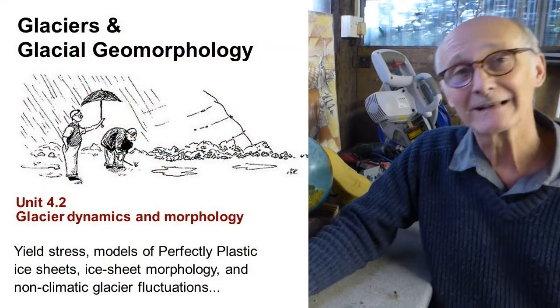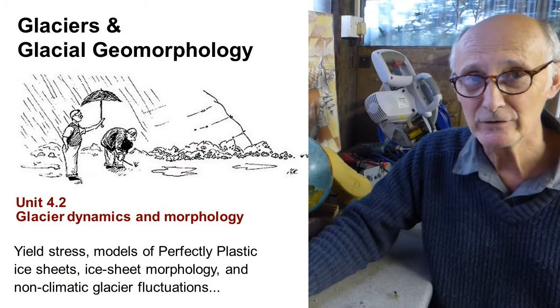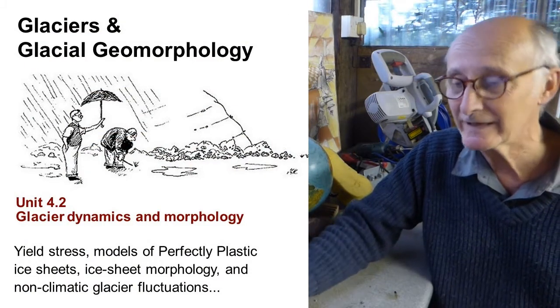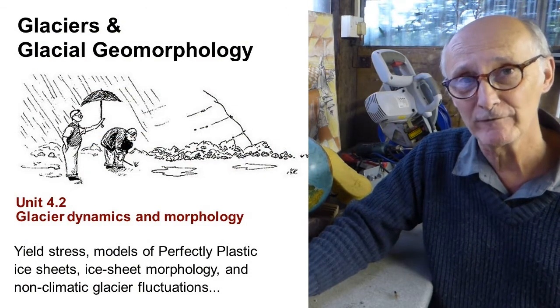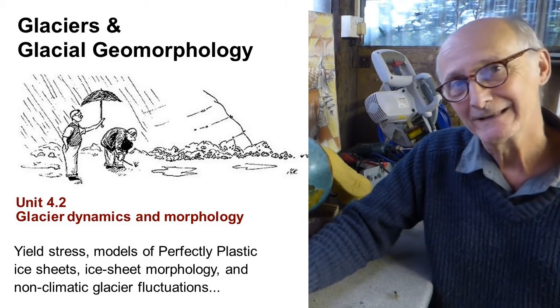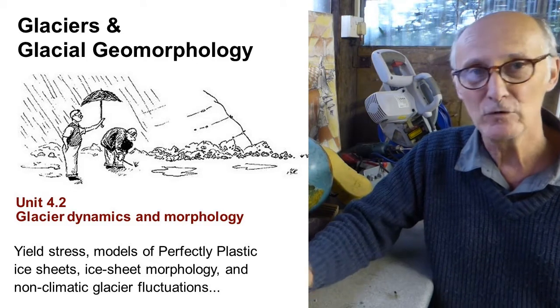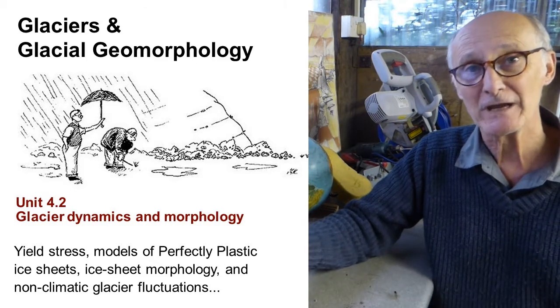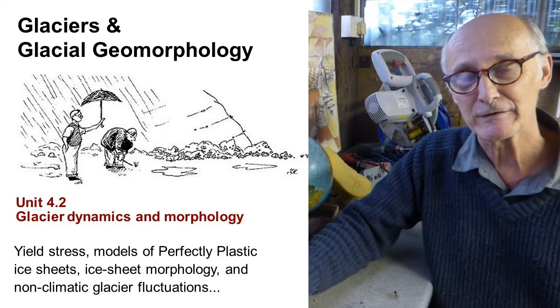Everybody, welcome back to Glaciers and Glacial Geomorphology and to Unit 4.2, in which we're going to be looking at glacier dynamics and morphology. Over the last few sessions we've been looking at how glaciers move. In this session we're going to look at how that movement relates to the overall shape, or gross morphology, of an ice sheet.